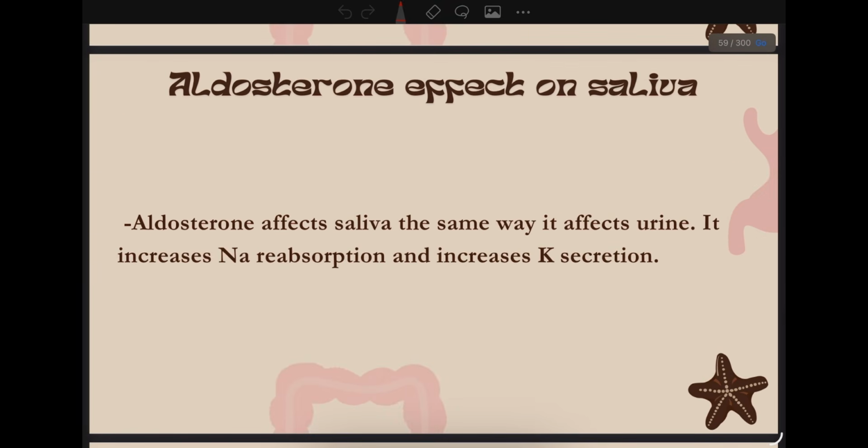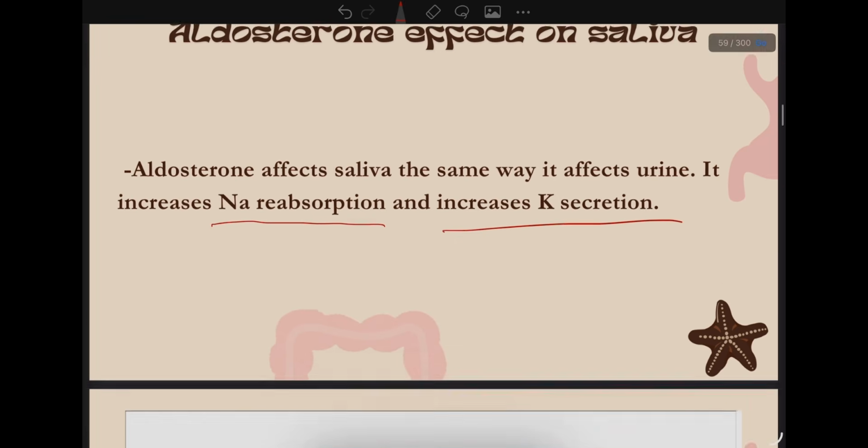How does aldosterone affect it? Same way it affects urine. Increases sodium reabsorption, increases potassium secretion. Very easy to remember. And please know that aldosterone effect is universal. So if there are cells that aldosterone affects, it will have this effect always.